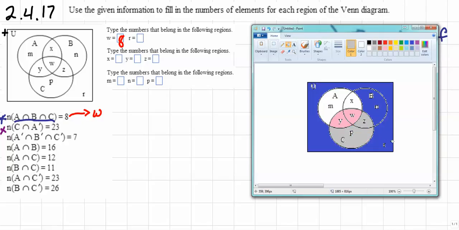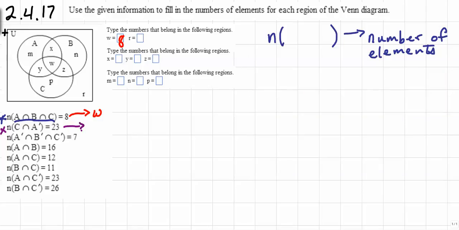That means that we're looking at the fact that region Z and region P are equal to 23. So over here, we're going to have Z plus P is equal to 23. I can't do anything with that yet because I don't know what either Z or P is, and I'm going to need to figure that out at some point. And I'm just going to go ahead and write down the fact that W is equal to 8 right here, and that will help me as I progress through this.